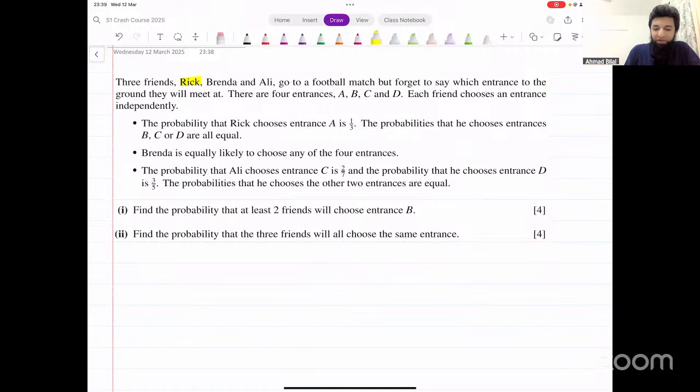Three friends, Rick, Brenda, and Ali, go to a football match, but forget to say which entrance to the ground they will meet at. There are 4 entrances, A, B, C, and D. Each friend chooses an entrance independently. Okay, independently means that whatever one person chooses does not have any impact on another person choosing that same entrance or not choosing that same entrance. So all of them are choosing one entrance independently.